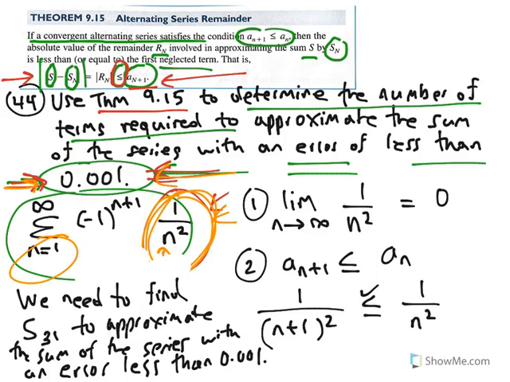So to conclude, we just write what we found. We need to find the 31st partial sum to approximate the sum of the series with an error less than 1,000th, and of course we're able to apply the alternating series remainder theorem because we have a convergent alternating series.